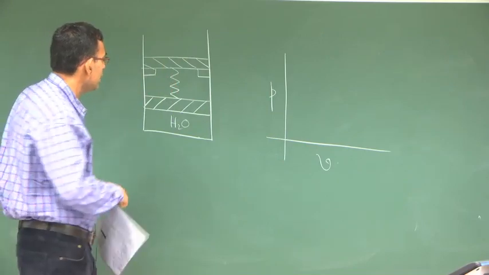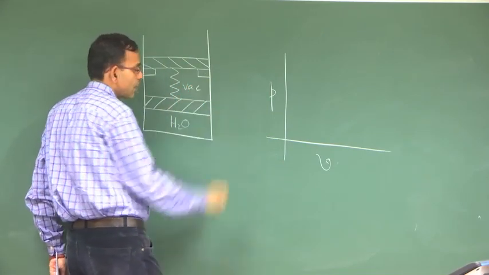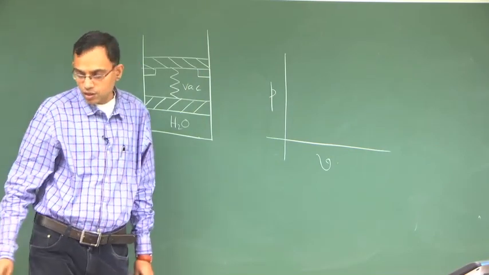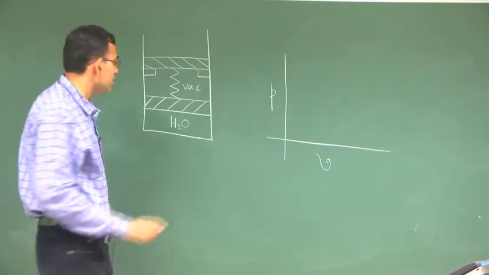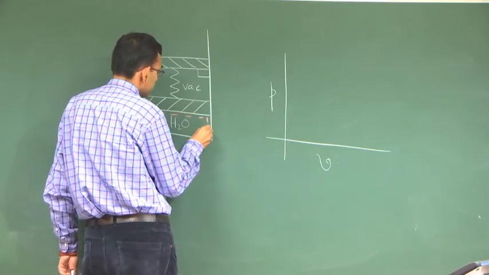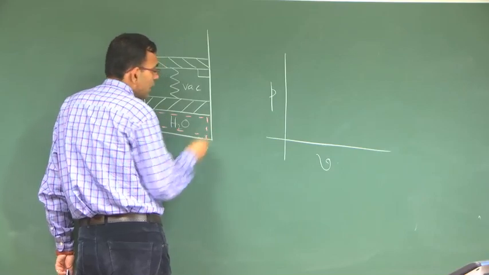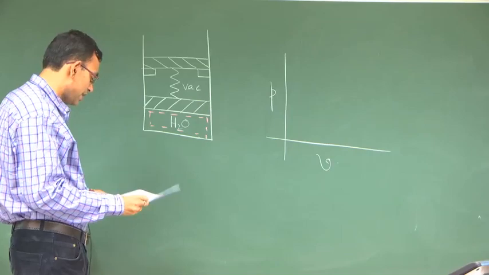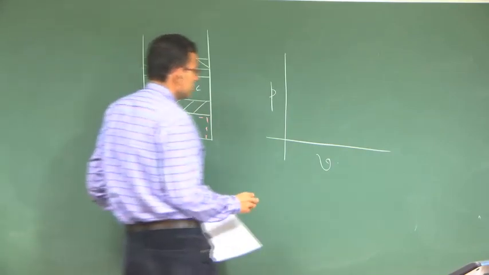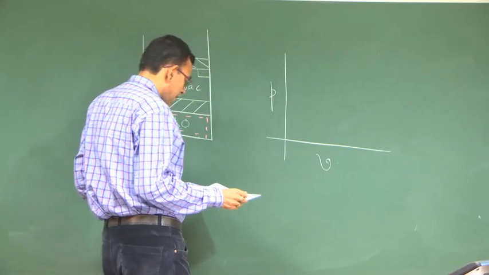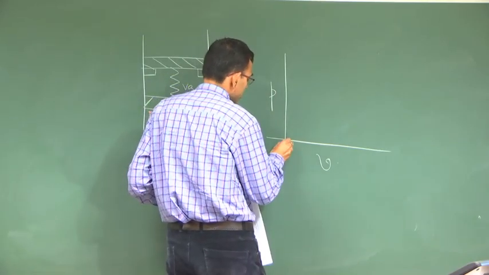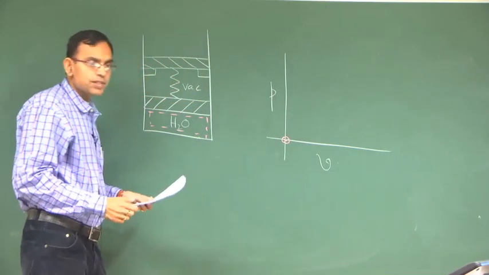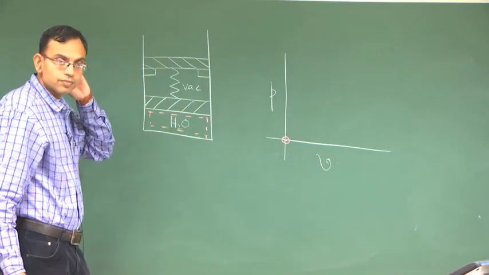Now, first of all, here there is vacuum. First of all, you tell me one thing, what is the system here? So, the system here is nothing but this water, and we are drawing the PV diagram for this system. So, let us see what is given. What is given is that the spring force is 0 when the lower piston is at the bottom.